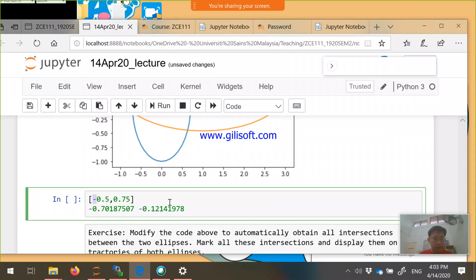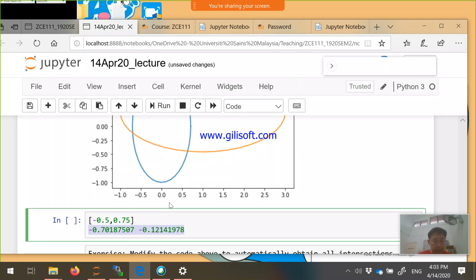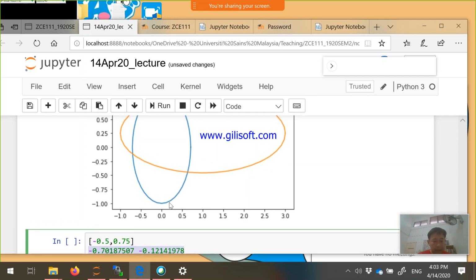So I provide the initial guess and I land on the final solution, minus 0.7 and minus 0.12. So yes, I think this is the location, right? This value is minus 0.7 and minus 0.12 for the y coordinate.